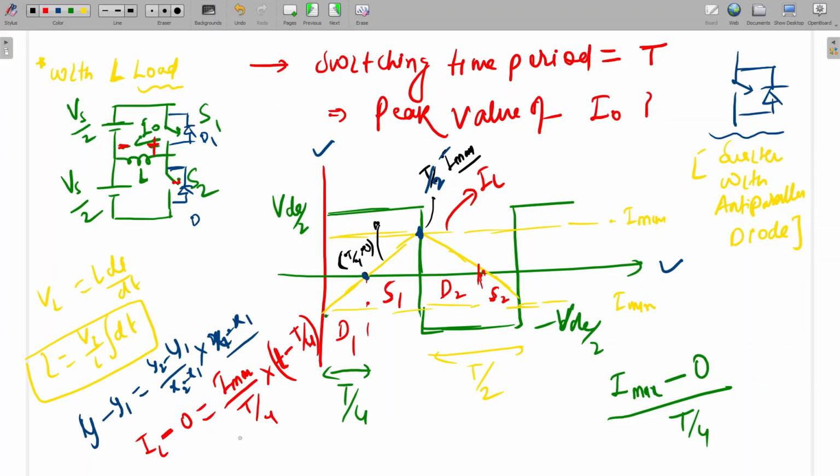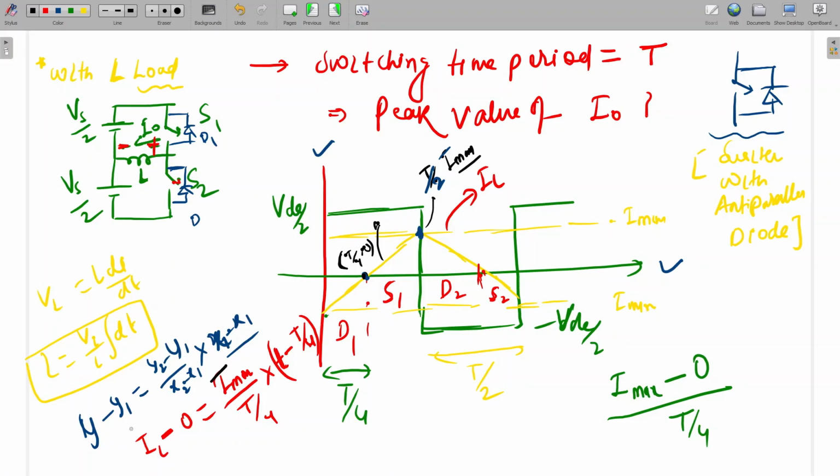Sir, y2 equal to I max, but y1 equal to... See, y1 distance, this is the x axis, so that will be 0. No y coordinate is there. Y coordinate is 0 here. Okay.